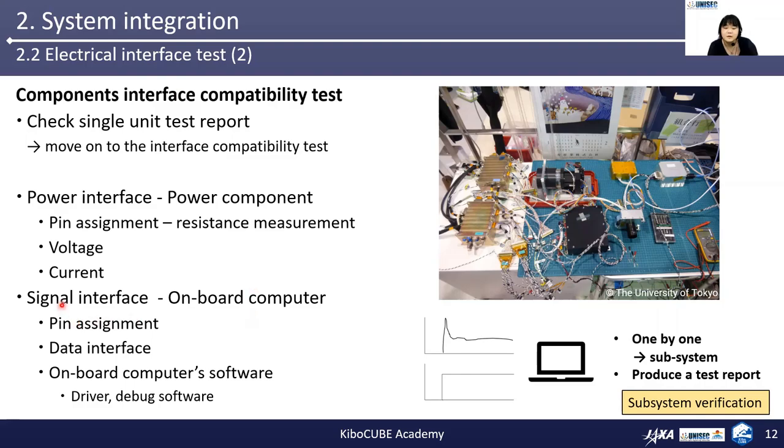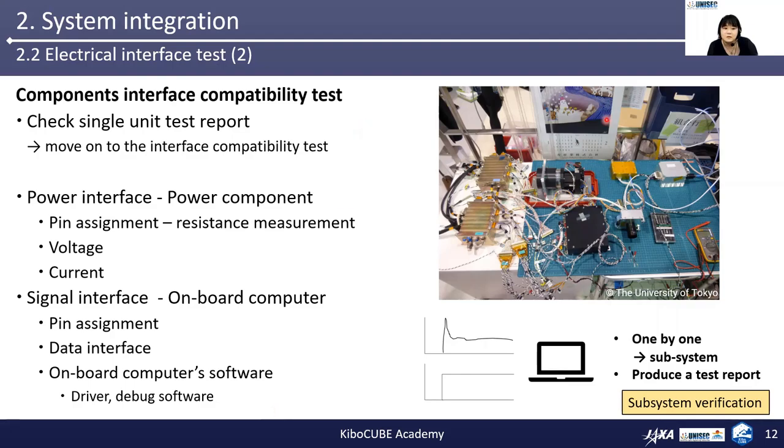The signal interface is confirmed by connecting with actual connection targets. Here, the onboard software is also confirmed to achieve the required function. For example, the command and response over data acquisition timing, logic, and so on.